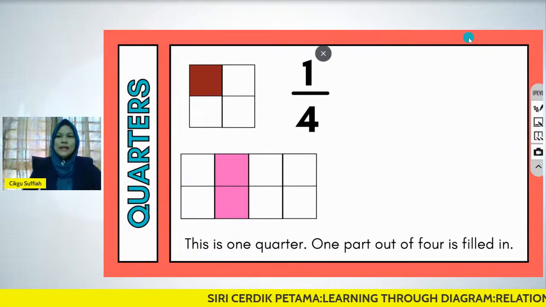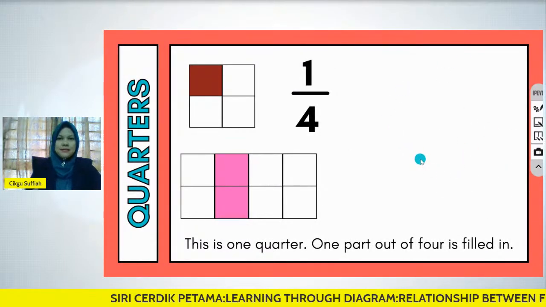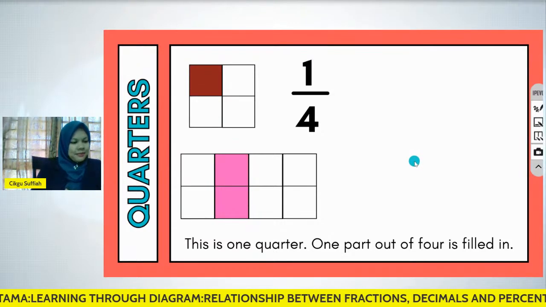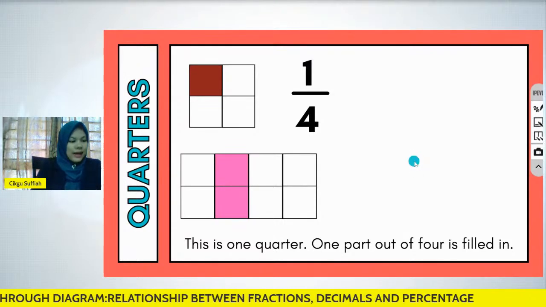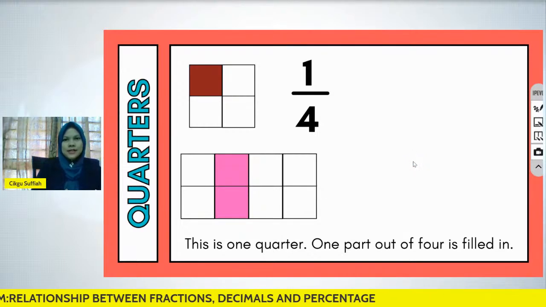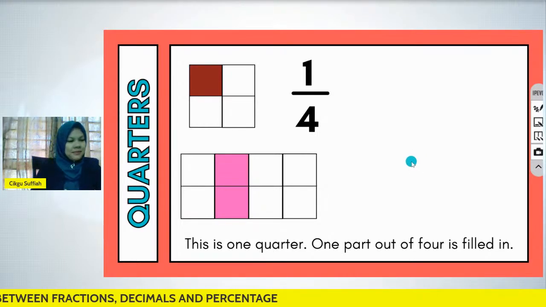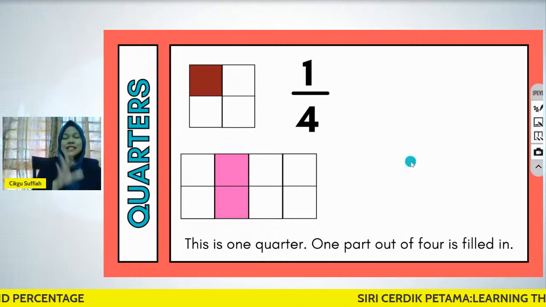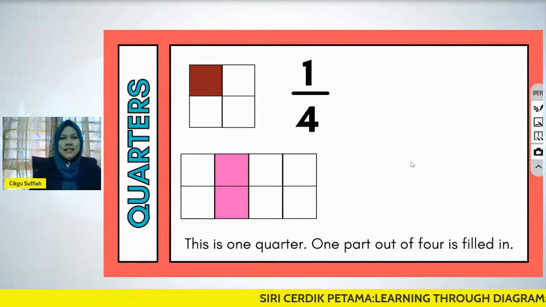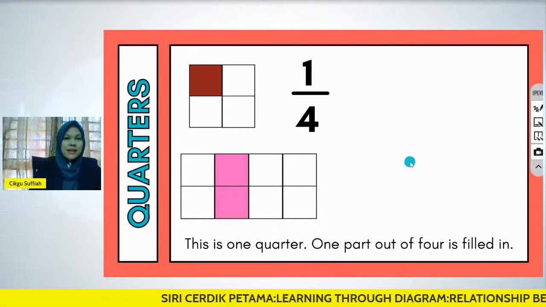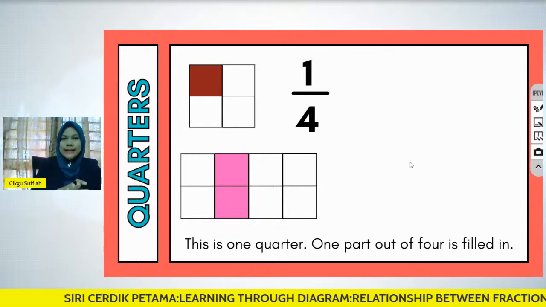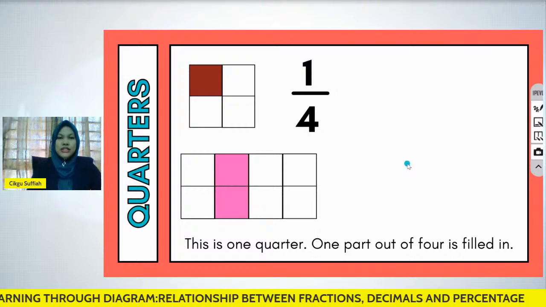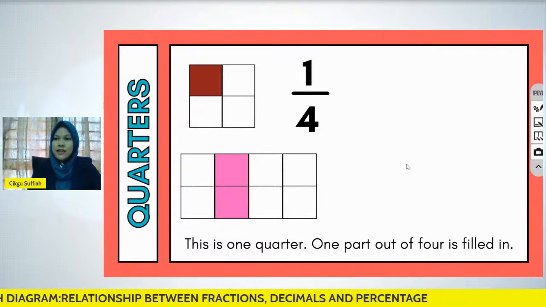All right, now what can you see from this slide? I have 2 diagrams here. Yes, correct. The first diagram is obviously 1 colored part out of 4, meaning 1 out of 4 equal parts. The second one is 2 pink colored parts out of 8.